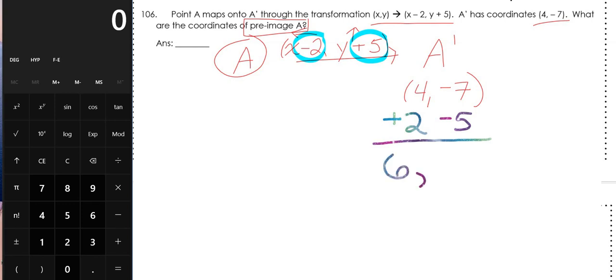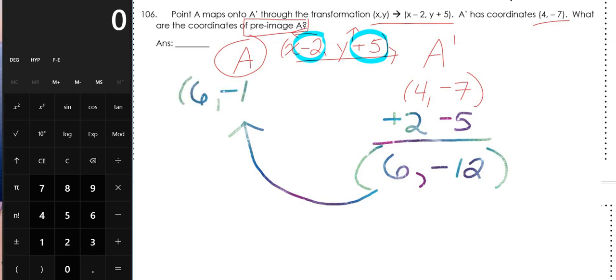-7 minus 5 is -12. That's going to be your original point before it became A prime. Now let's think about whether or not that makes sense. I'm going to put 6, -12 right here.